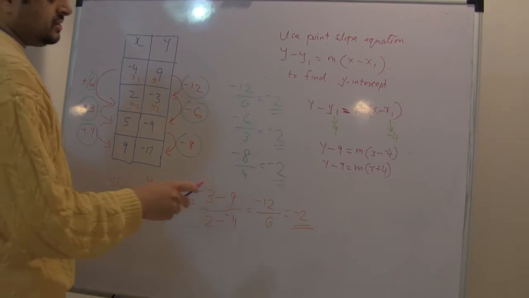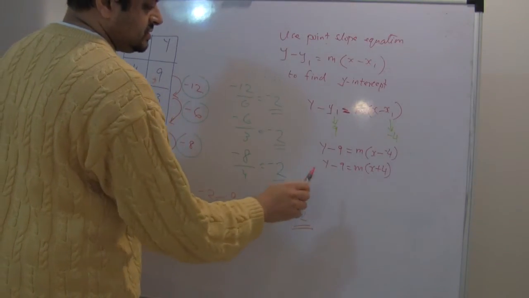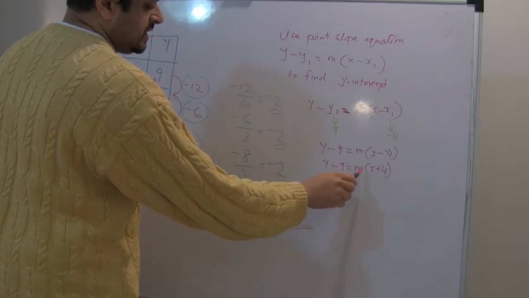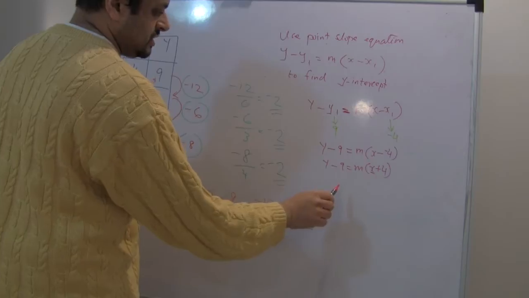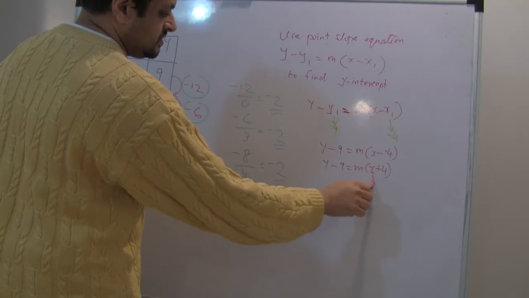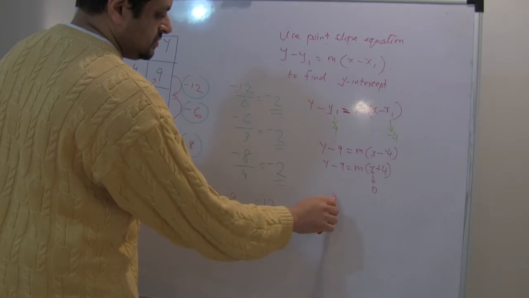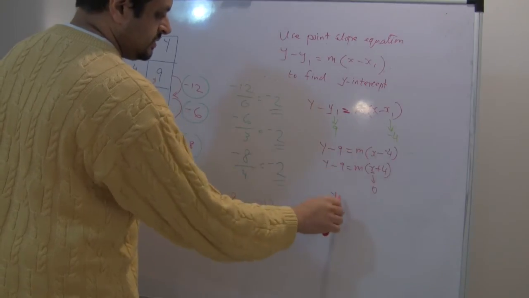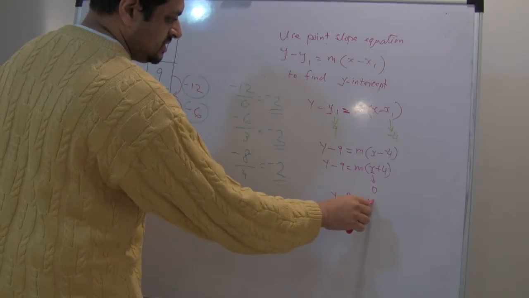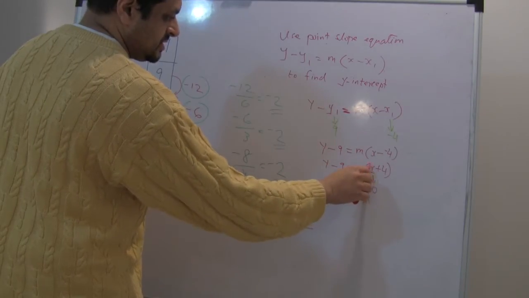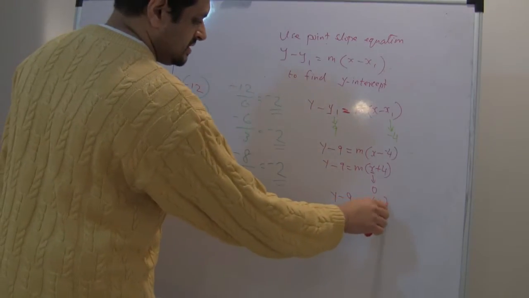Okay, so our goal is to find the y-intercept here, okay? So how do you find the y-intercept? At y-intercept, we know that x equals 0, okay? So equate x equal to 0 to find the y-intercept, okay? Alright? So this equation will become y minus 9 equals m times, this will become 0, 4. Okay, m times 4.